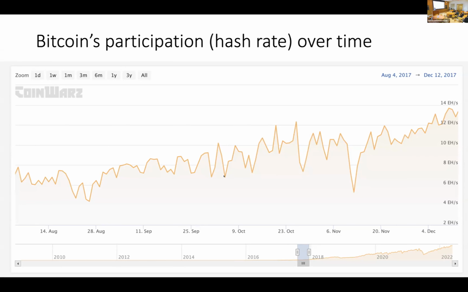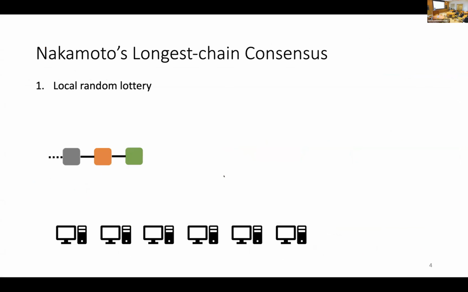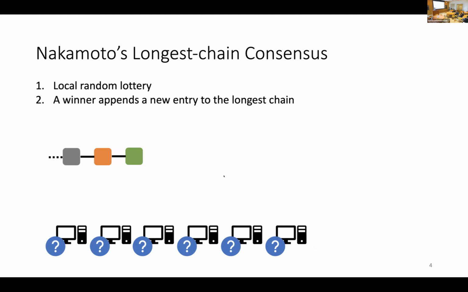On the other hand, Nakamoto's longest chain consensus can handle this very well. I assume everybody here knows how this protocol works. We have a random lottery, where one of the participants gets lucky and solves a moderately hard puzzle, and that affords that participant a right to add a new entry to the chain, and this keeps on going.